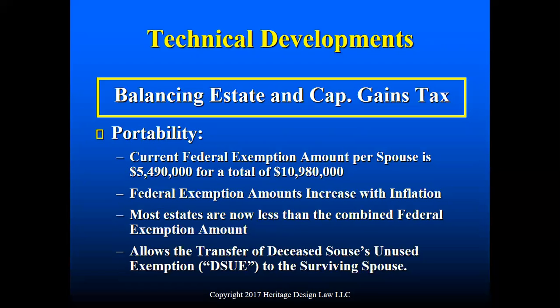So most estates now are less than the combined federal exemption amount, which means that when the first spouse dies, the estate of the first spouse might not use up the entire amount of that person's exemption. So if that person has less than $5,490,000, they don't need to use the marital deduction, and there probably won't be any marital trust. And so there might be some unused federal exemption after the death of the first spouse. So we call that DSUE, or DSU for short. And what portability does is it allows us to transfer the deceased spouse's unused exemption to the surviving spouse.